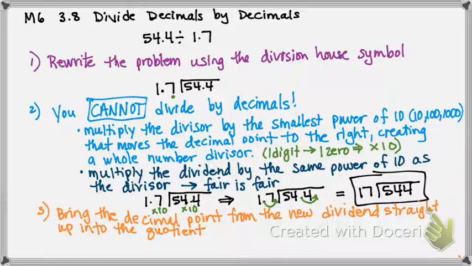Okay, and so that would look like, here's your new decimal point, so it's going to come straight up like that. Okay, and then the last thing is you're going to just go ahead and start dividing.